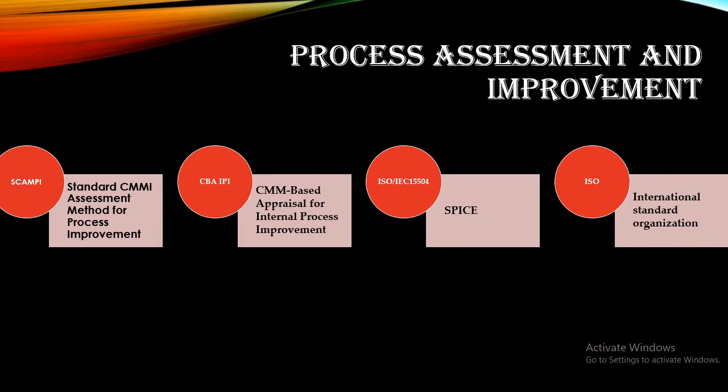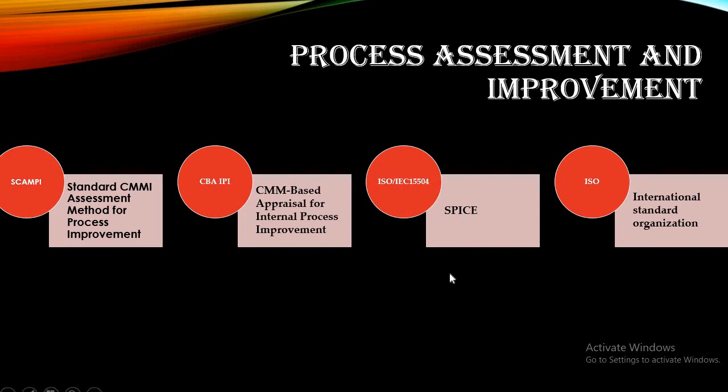Next we have how do we assess the process and how do we improve our process. These are the 4 assessment methods that a software process undergoes: the standard CMMI assessment method for process improvement, CMM based appraisal for internal process improvement, SPICE, and International Standard Organization. In this way, process methods will be assessed and improved.